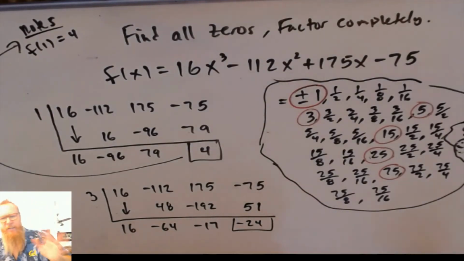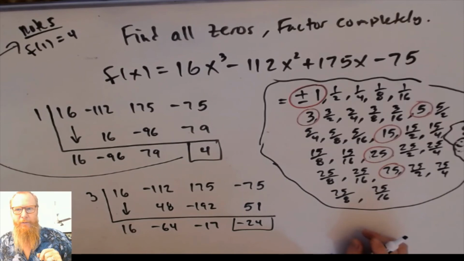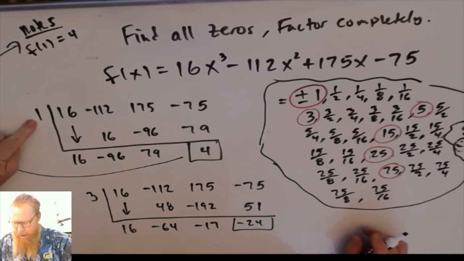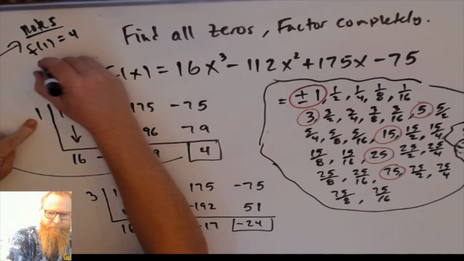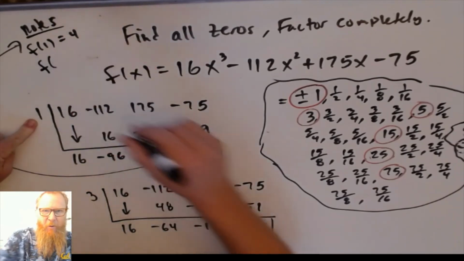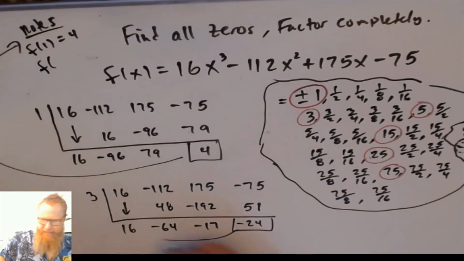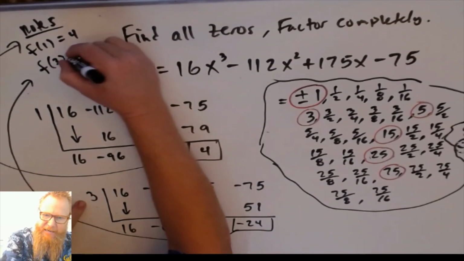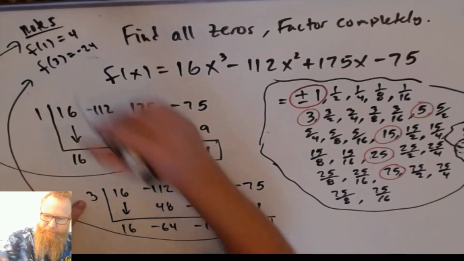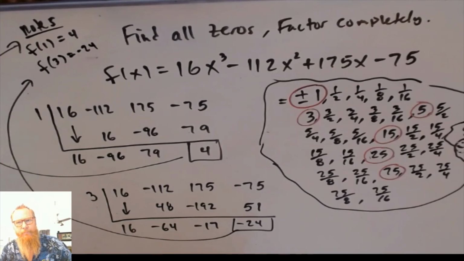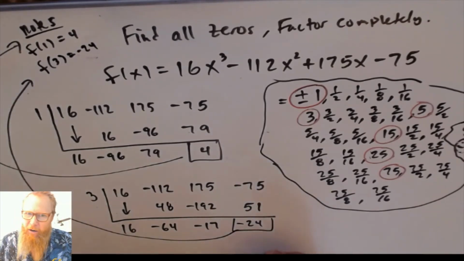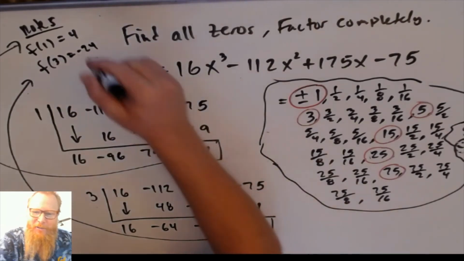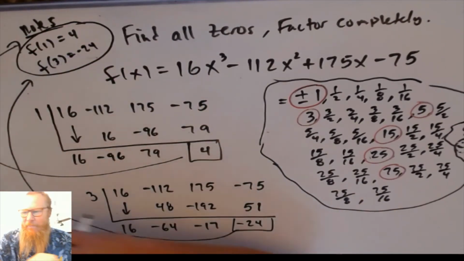So look what just happened. All right, look what just happened. 1 gave me 4, and 3 gave me negative 24. There's a theorem, I said. If necessary, use the intermediate value theorem.